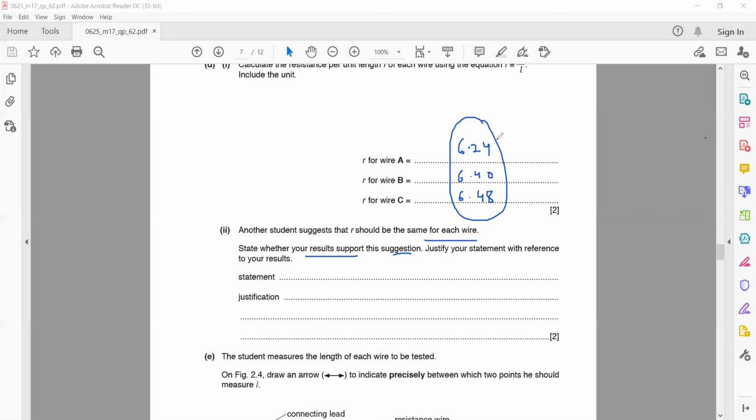If you want to show that these values are the same, how can we work it out? We can use a percentage difference. What is the formula for percentage difference? The percentage difference is the maximum value minus the minimum value, divided by the mean or the average, times 100. So the maximum value is 6.48. The minimum value is 6.24. Divided by the average, what is the mean of 6.48 and 6.24? Add them and divide by 2.